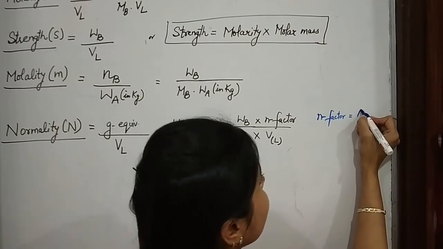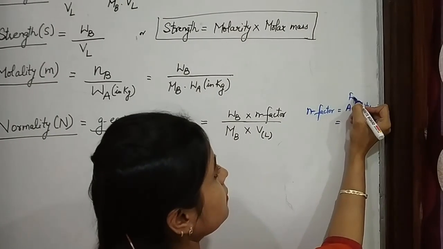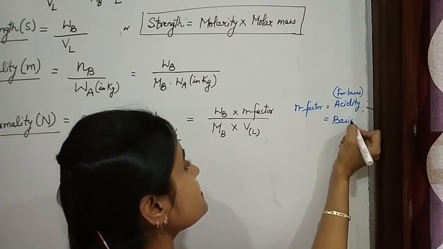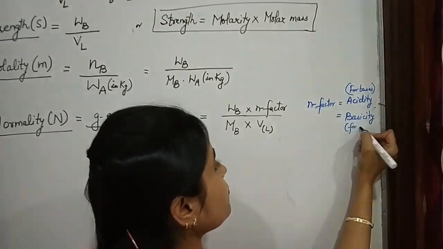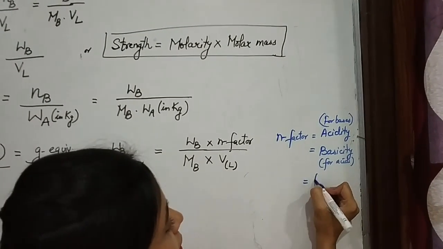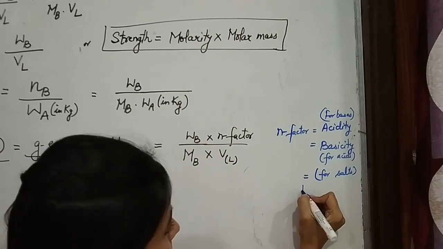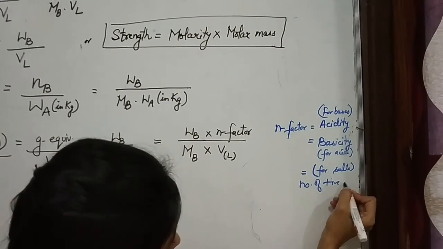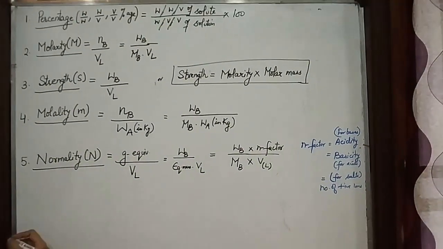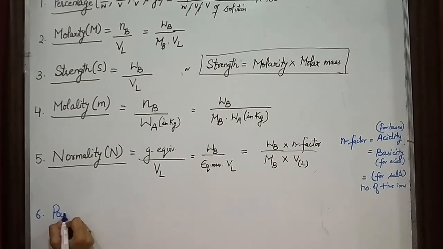Now this N factor may be acidity for bases, basicity for acids, then for salts, number of positive ions, and so on. Then we have parts per million.